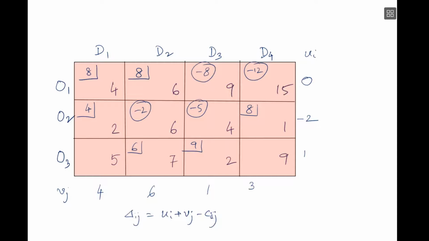In the cell 3,1 it is 4 plus 1 minus 5, it is 0, and in the last cell 3,4 it is 3 plus 1 minus 9, so it is minus 5. As we see, all the net evaluations are less than or equal to 0, and our problem was to find the minimum cost, so we have got an optimal solution. So for the given problem we shall not be able to find any solution where the cost will be less than 156.